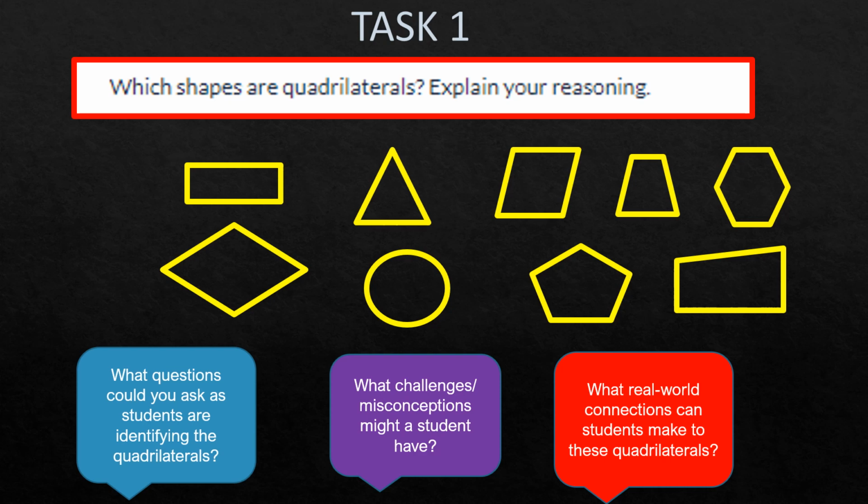What challenges or misconceptions might a student have with this task? They might just be counting sides and not whether those sides are curved or straight. So if I had a shape that had 3 straight sides and a curved side, they might say that was a quadrilateral. Think about that circle. Would they say, oh, well, it's curved, so it doesn't have straight sides? I would want them to say it's curved, and that can't be a quadrilateral because it has a curved side.